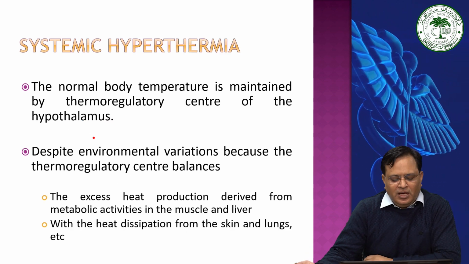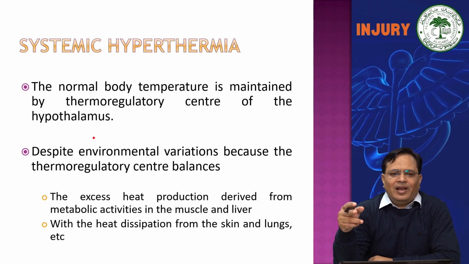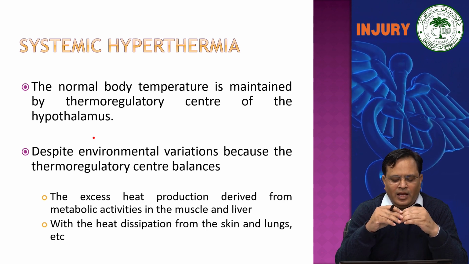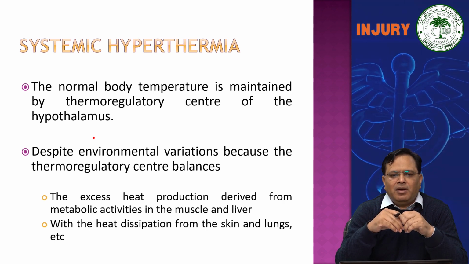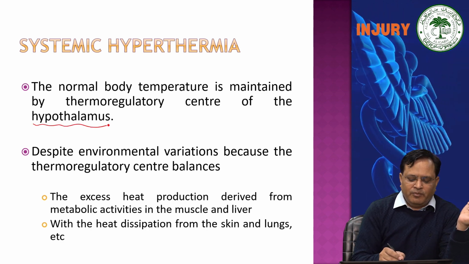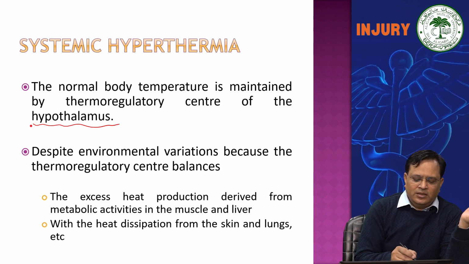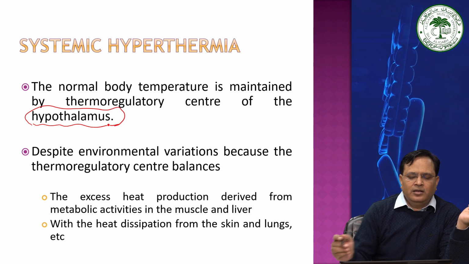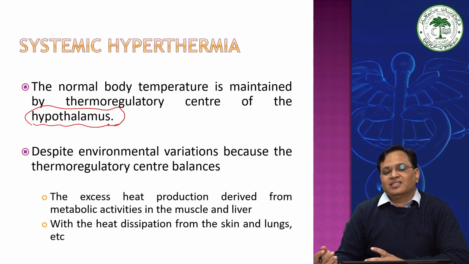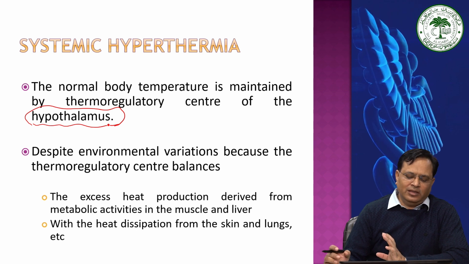Systemic hyperthermia is another condition, which is systemic. It means it is not localized to one place; systemic means it is all over the body. The normal body temperature is maintained by the thermoregulatory center of the hypothalamus. Hypothalamus is a center in the brain that regulates the heat. If the hypothalamus is impaired, a person may feel extreme cold or extreme hot, hyperpyrexia, depending upon the hypothalamic condition.